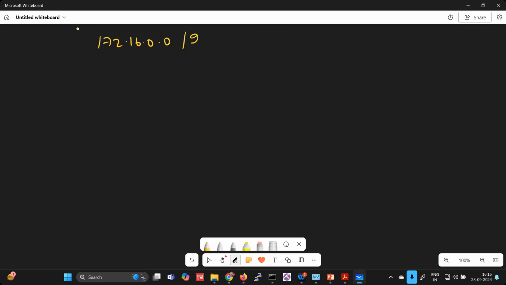अब ये हमारा सबनेटिंग का पार्ट आ गया. Now we have 256 subnets and 254 hosts in each subnet. Now how to calculate the first subnet address, second subnet address, third, fourth, and so on?